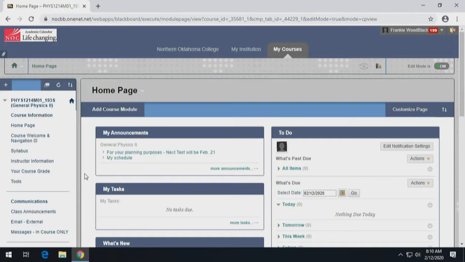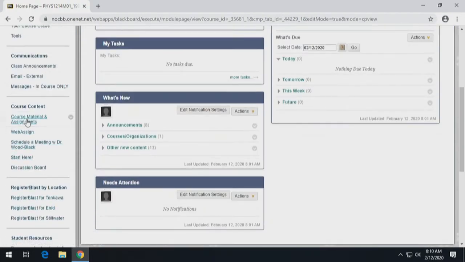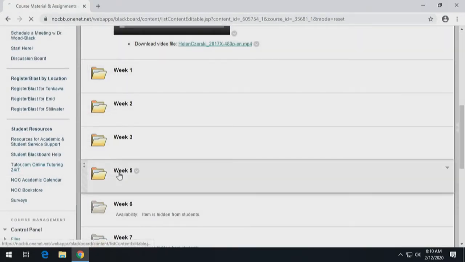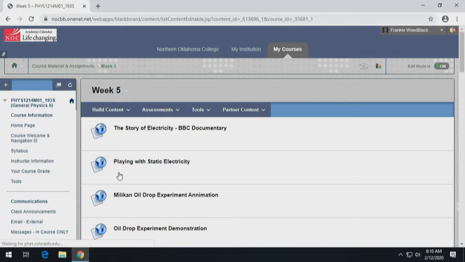Test will be next Friday, and it'll cover Coulomb's law, electric fields, and electrostatics. I have provided for you in week 5 a whole bunch of extra stuff to help. Okay? So if my explanation doesn't work, hopefully one of these explanations will work.